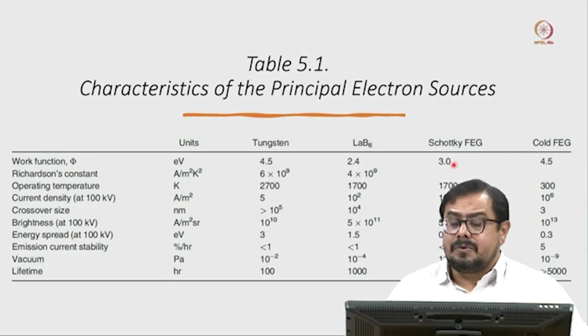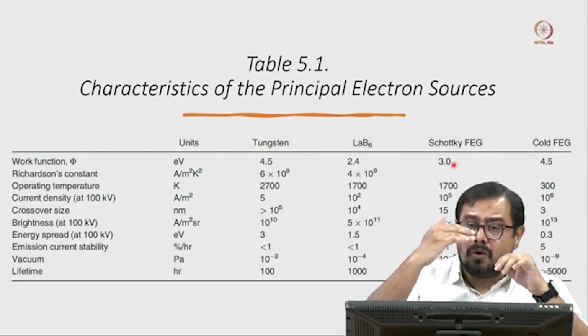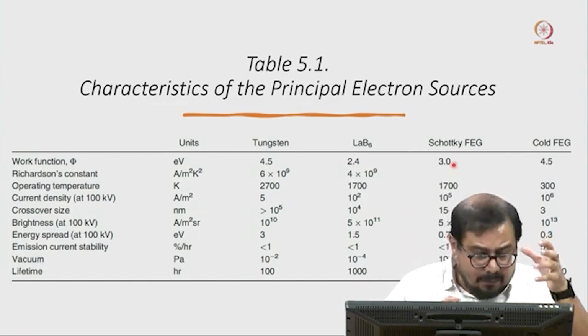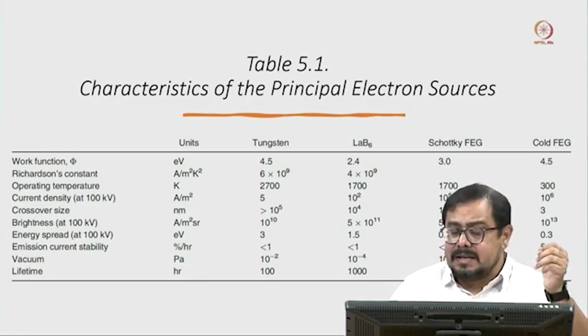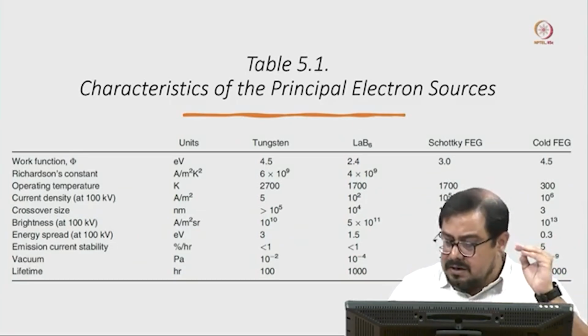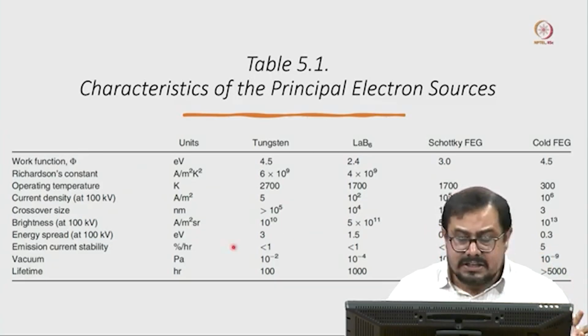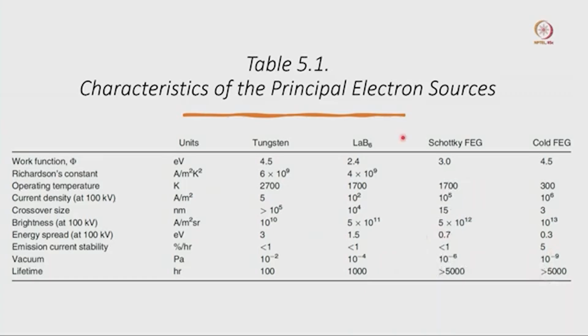So for the Schottky FEG, as I mentioned, the tungsten filament is coated with zirconium oxide, which reduces the work function and helps to extract the electron properly. The brightness is much better than the LaB6 filament, and that is one of the reasons. As well, the energy spread is better, and that is the reason we focus on either the Schottky filament or cold FEG for our cryo imaging.